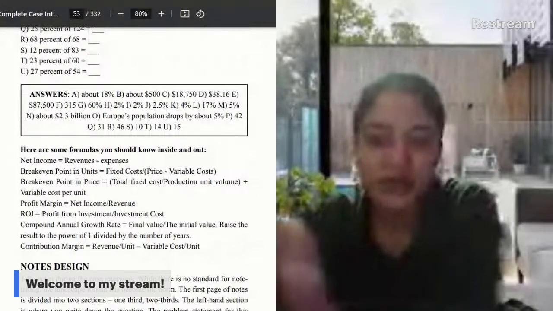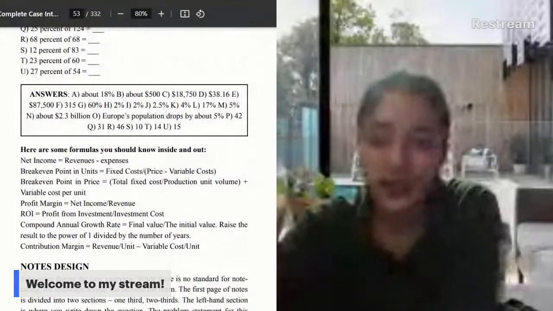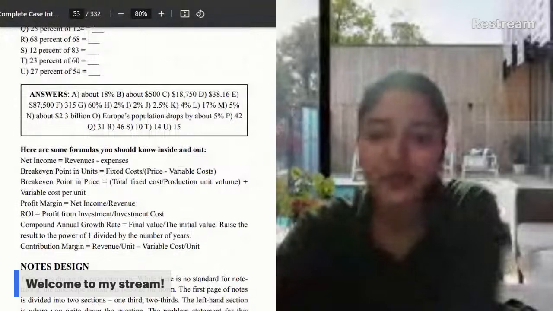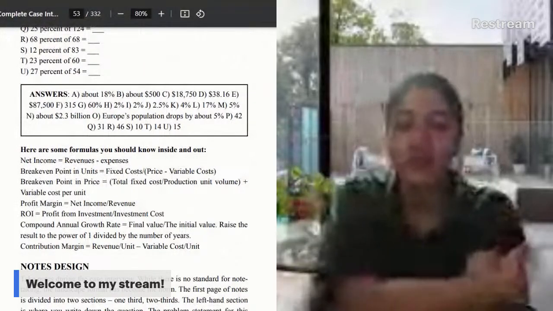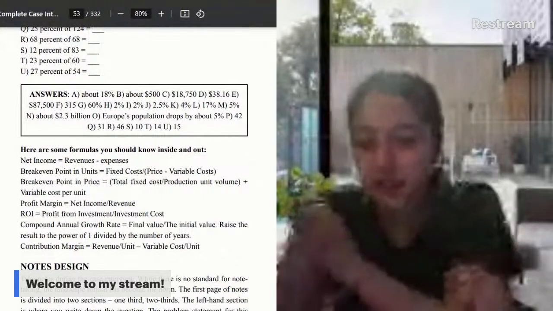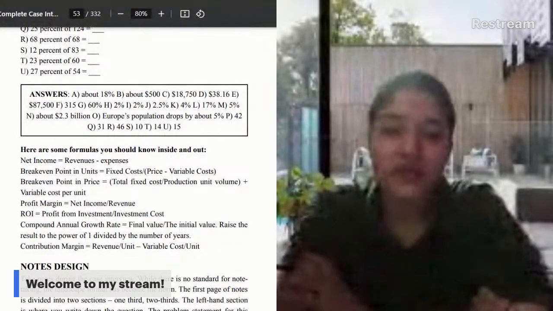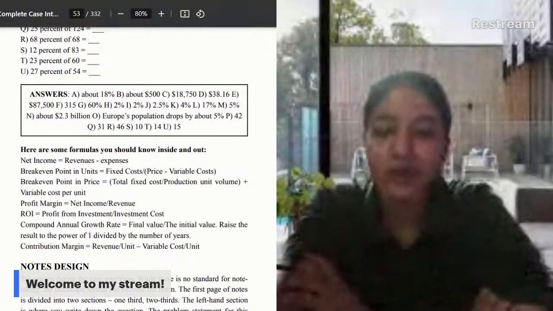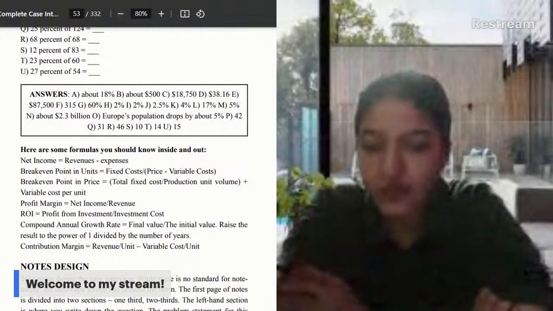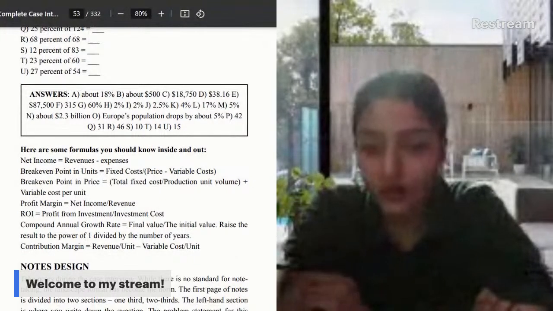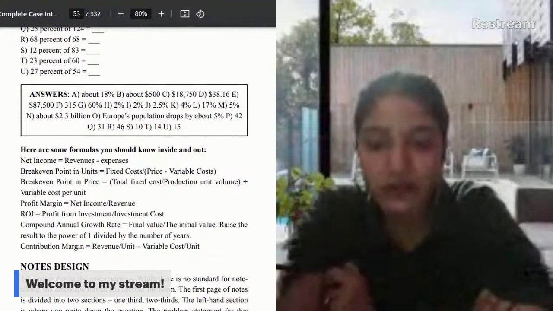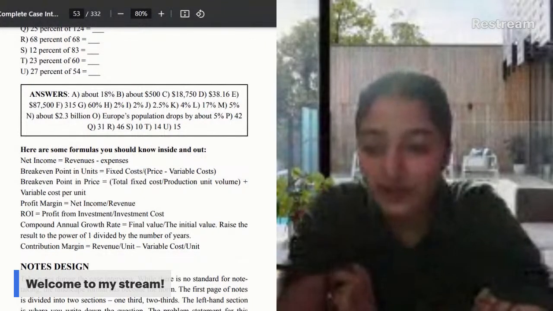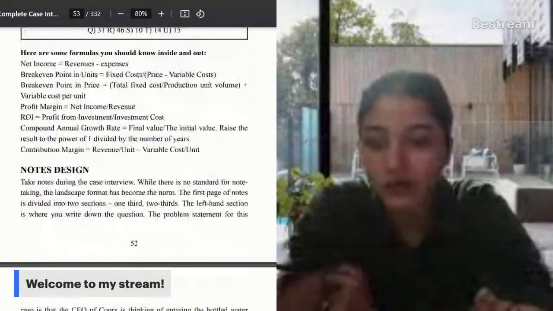Here are some formulas you should know inside and out. Net income is equal to revenue minus expenses. Break-even point in units is fixed cost divided by price minus variable cost. Break-even point in price is total fixed cost divided by production volume plus variable cost per unit. Profit margin is net income divided by revenue. ROI is equal to profit from investment divided by investment cost. Compound annual growth rate: final value divided by the initial value, raise the result to the power of 1 divided by the number of years. Contribution margin is revenue per unit minus variable cost per unit.